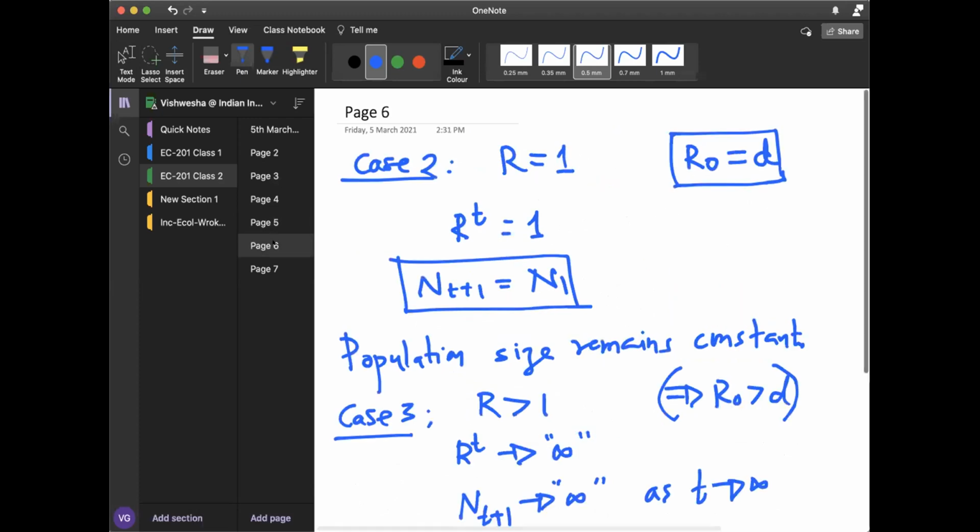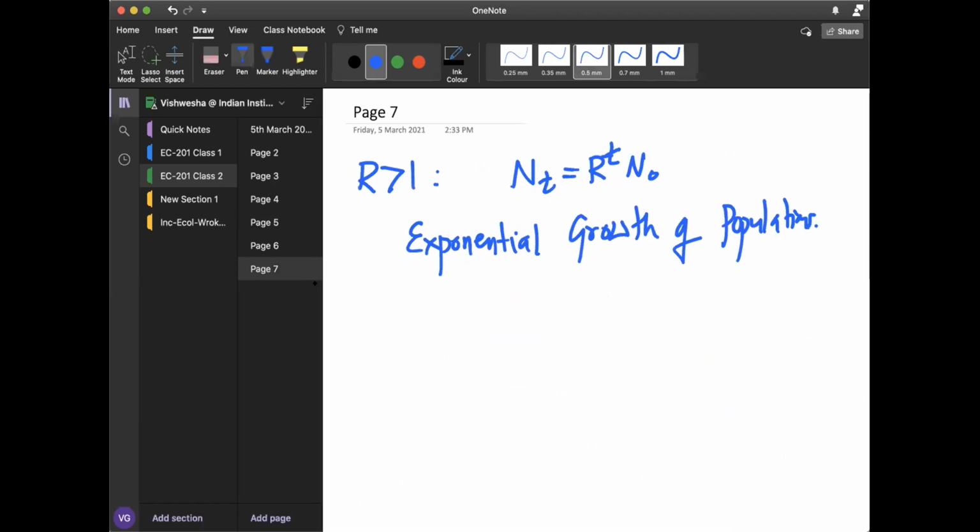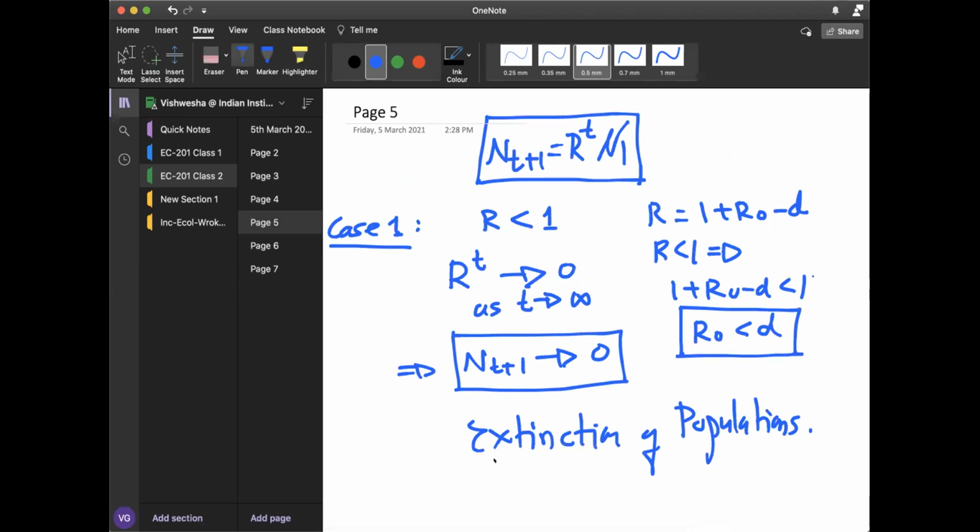What if R was equal to 1? And what if R was greater than 1? We have considered all three cases, right? Now we have basically found three possible outcomes. When R is less than 1, we have extinction of populations. Do you observe those in the real world?